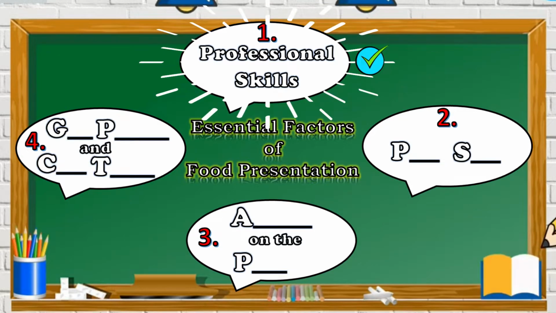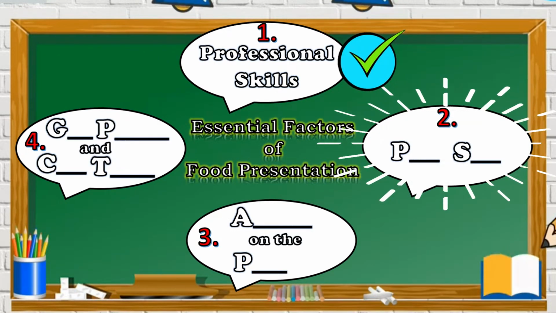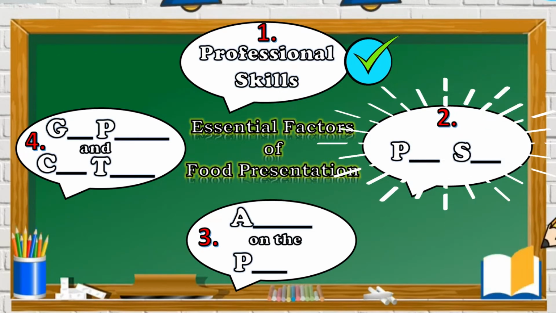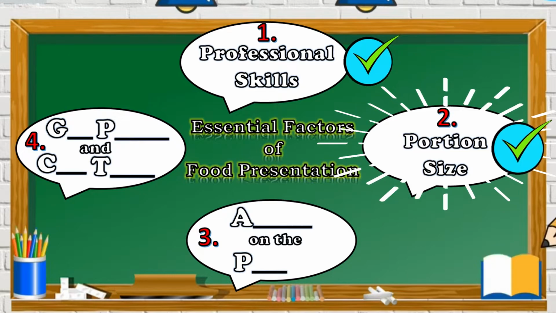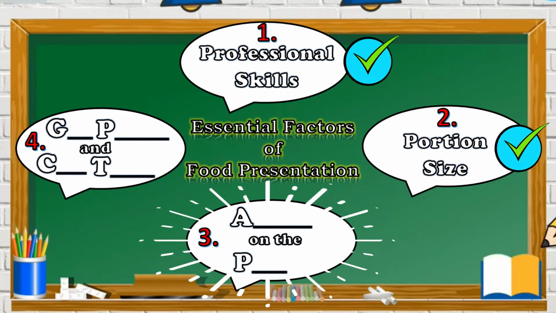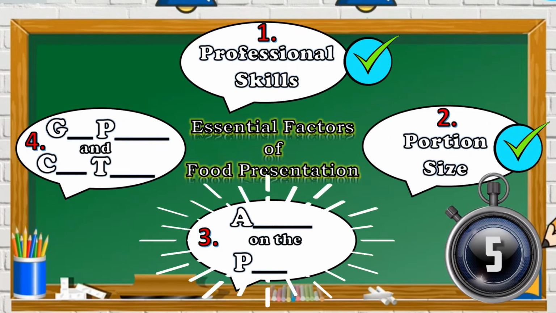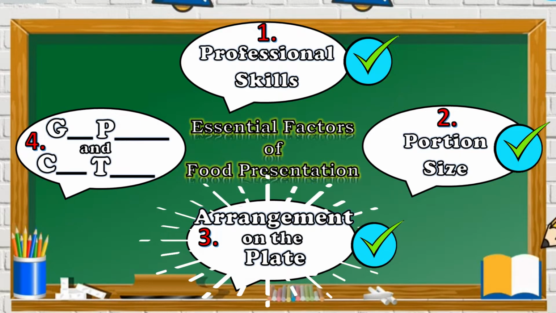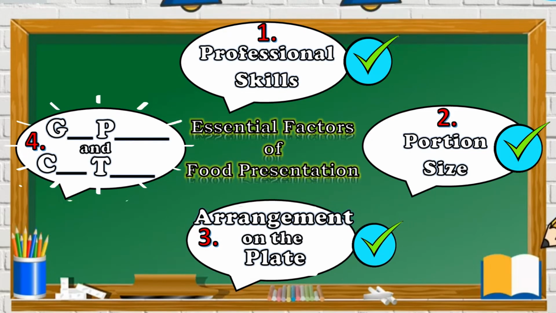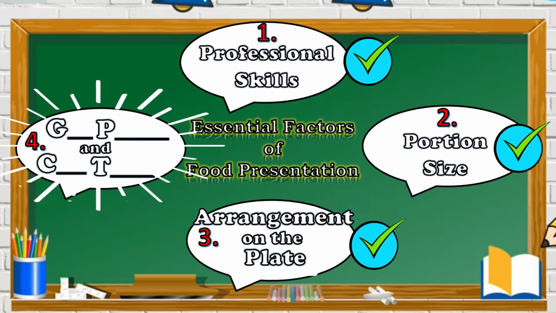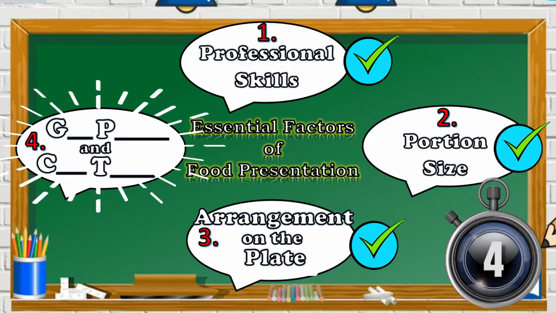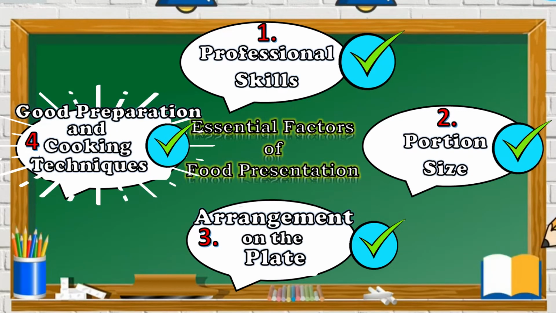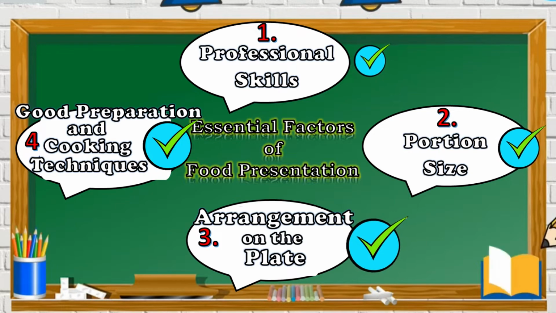Very good! If your answer is professional skills. Number 2. The letters are letter P and letter S. You are right if your answer is portion size. How about the third one? The letters are letter A and letter P. Great job! If your answer is arrangement on the plate. And lastly, try to guess what essential factor of food presentation this is. If your answer is good preparation and cooking techniques, you are excellent.